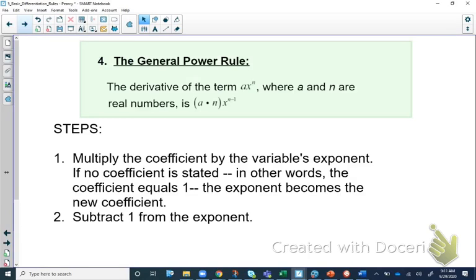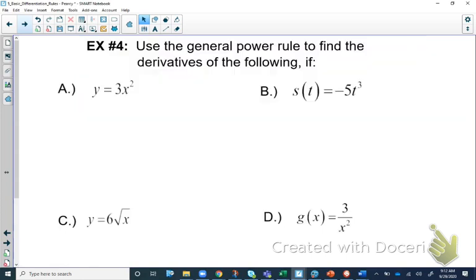Now the difference between the power rule and the general power rule really is just the name. Because what we were doing a second ago with the power rule and what we're going to do here with the general power rule are the exact same thing, except now you're going to have a coefficient that's something besides 1. Okay, so maybe it'll be an integer, maybe it'll be a fraction, we don't know.